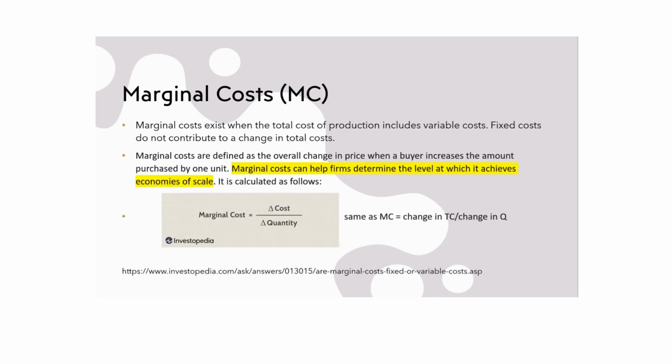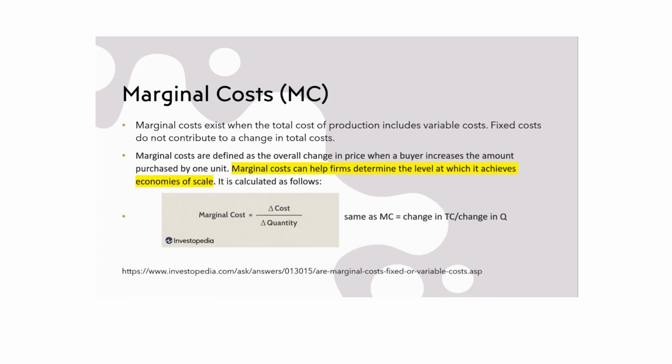Okay, we begin with marginal cost, which is an important concept relevant to the entire presentation. The marginal cost affects the unit costs, as will be explained later. Marginal costs exist when the total cost of production includes variable costs. Fixed costs do not contribute to a change in total costs. Since the marginal cost leads to a variable cost, therefore with zero variable cost or zero marginal cost, fixed cost is equal to the total cost.